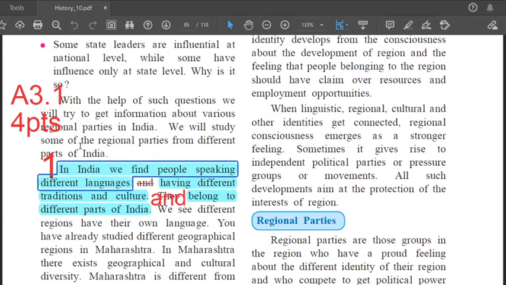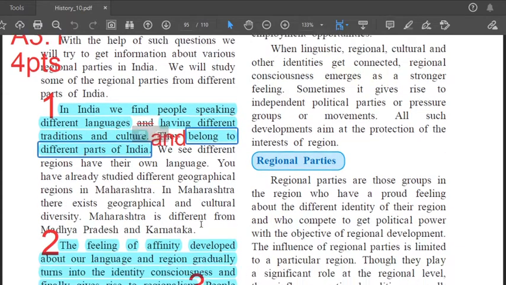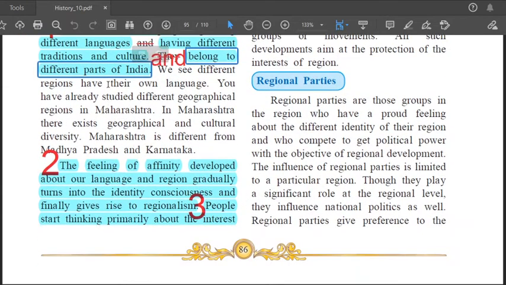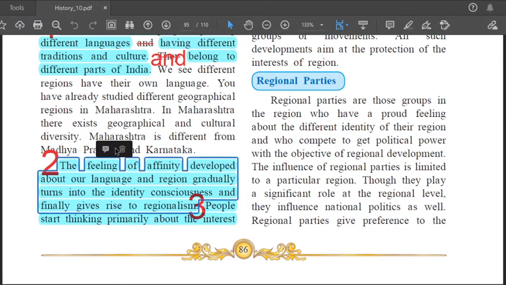In India, we find people speaking different languages, cancel and, comma, having different traditions and culture, comma, and, no comma, I'm sorry, I'll read out the first point again. In India, we find people speaking different languages, having different traditions and culture, and belong to different parts of India. That's your first point. After that, I want you all to leave 6 lines. See the next paragraph, that's your second point.